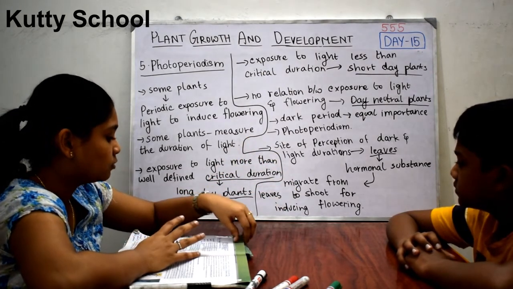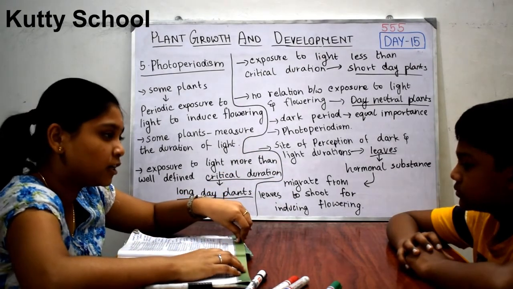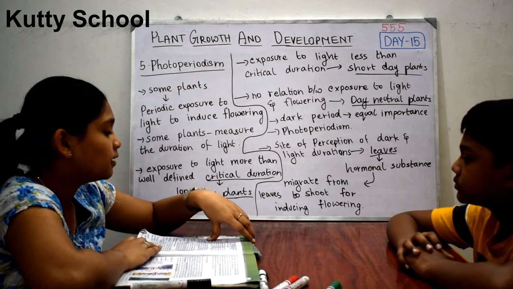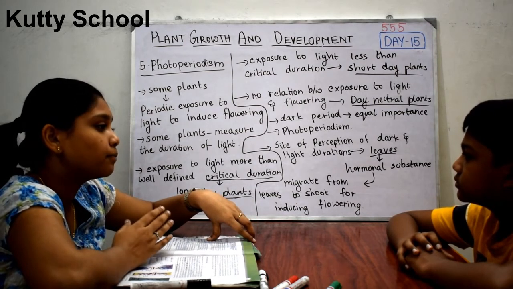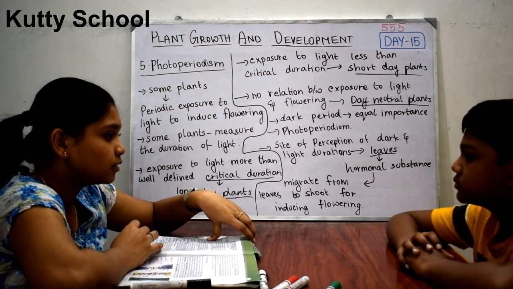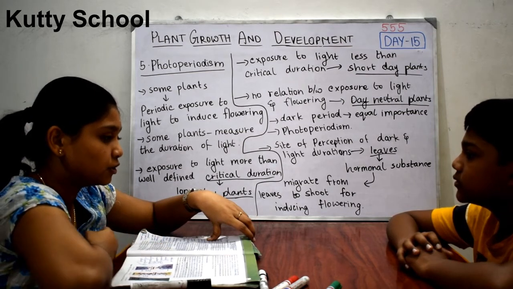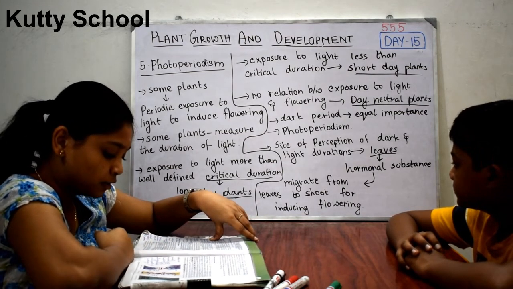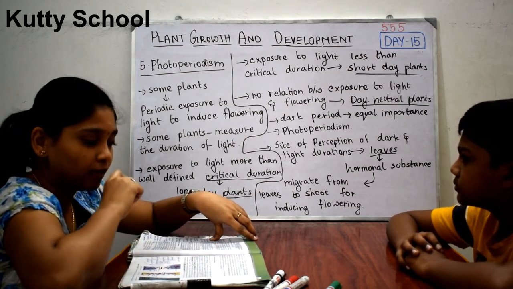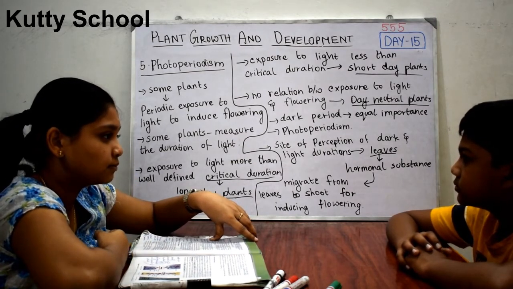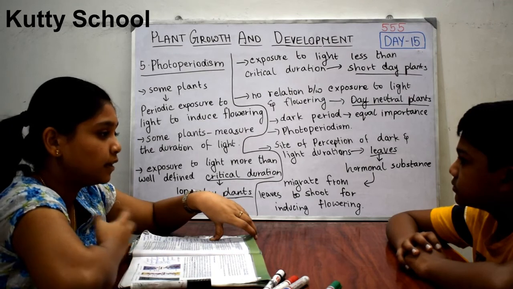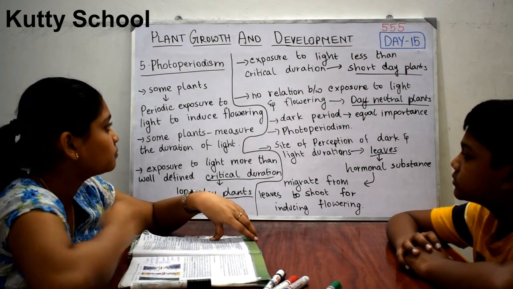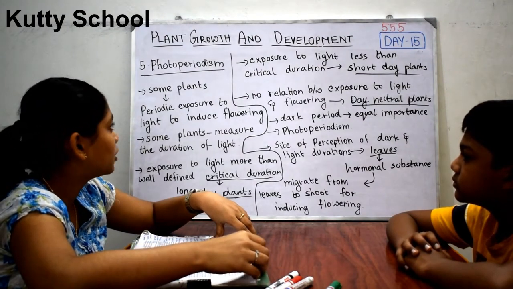For example, radish is a short day plant. It needs light exposure below the critical duration. Whereas spinach, henbane, sugarcane, and wheat are long day plants; they need light more than the critical duration to flower. So now we have seen photoperiodism.